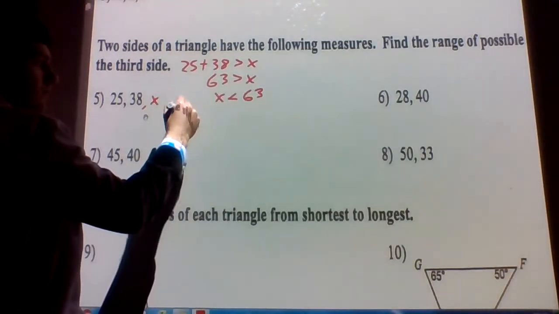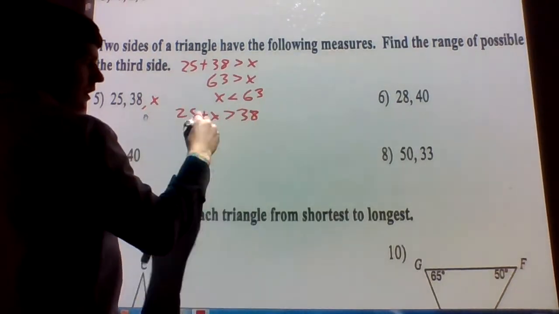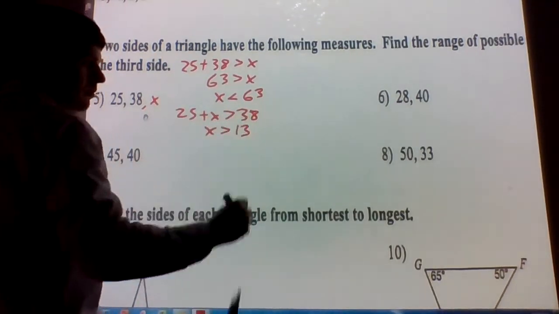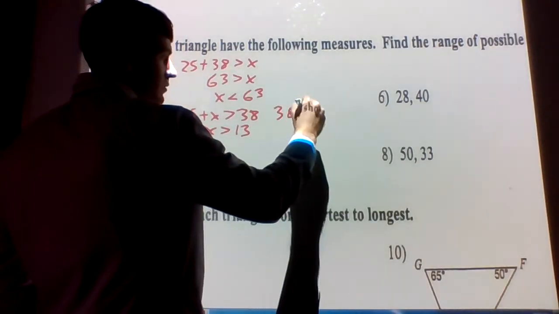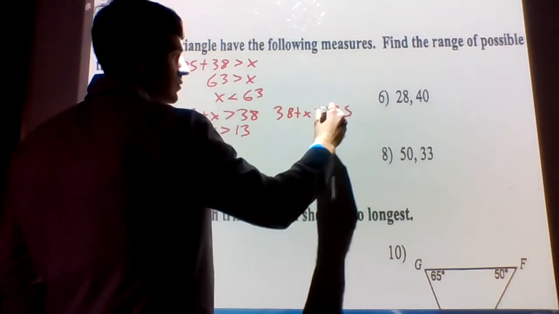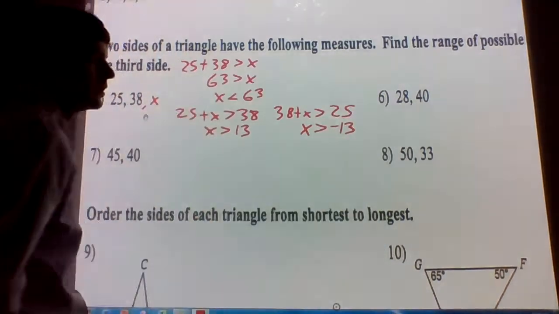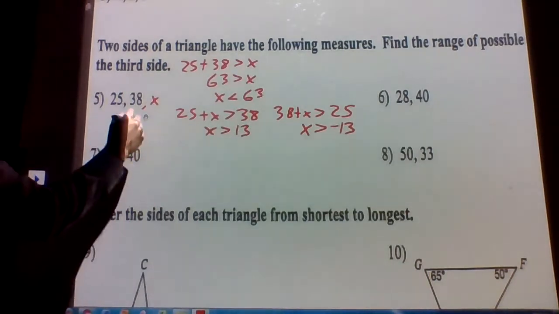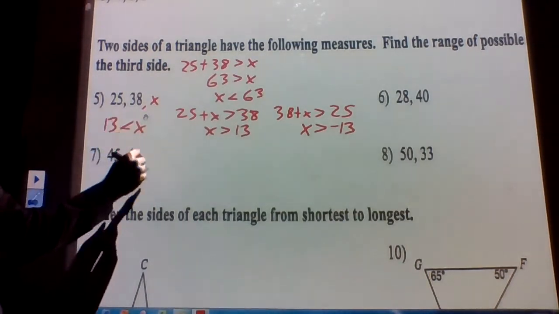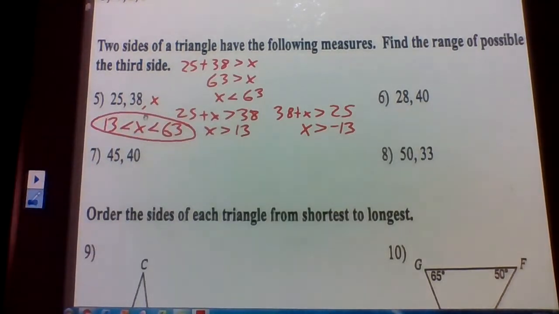Okay, we also have 25 plus x is greater than 38. So if we subtract 25 from both sides, we get x is greater than 13. And then we have 38 plus x is greater than 25. So if we subtract 38 from both sides, we get x is greater than negative 13. If x is greater than 13 and negative 13, that means x has to be greater than 13. And we know x has to be less than 63. So the solution to our inequalities is going to be the range of possibilities for the third side.